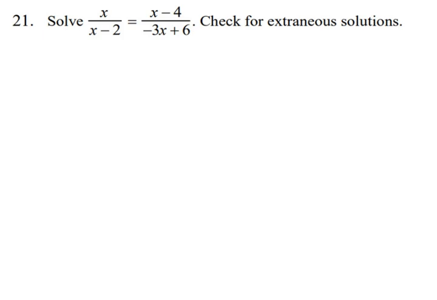So number 21 reads, solve x over x minus 2 equals x minus 4 over negative 3x plus 6. Then at the end it says check for extraneous solutions.